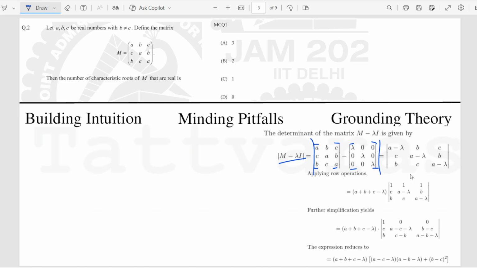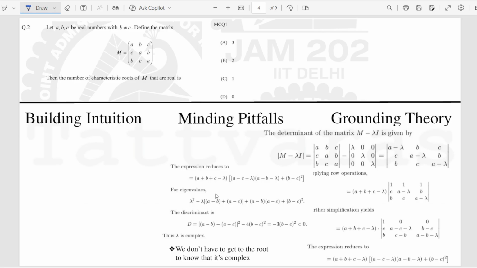Now we can simplify this by summing up all the rows, so that on top in each cell of the row we'll have a plus b plus c minus lambda, which we can take common in the determinant. Then for the remaining structure, we can subtract the first row from the second row and the third row, so that we get this, which now becomes just a simple 2 cross 2 style. So we already have factored out one real value of lambda, which is a plus b plus c.